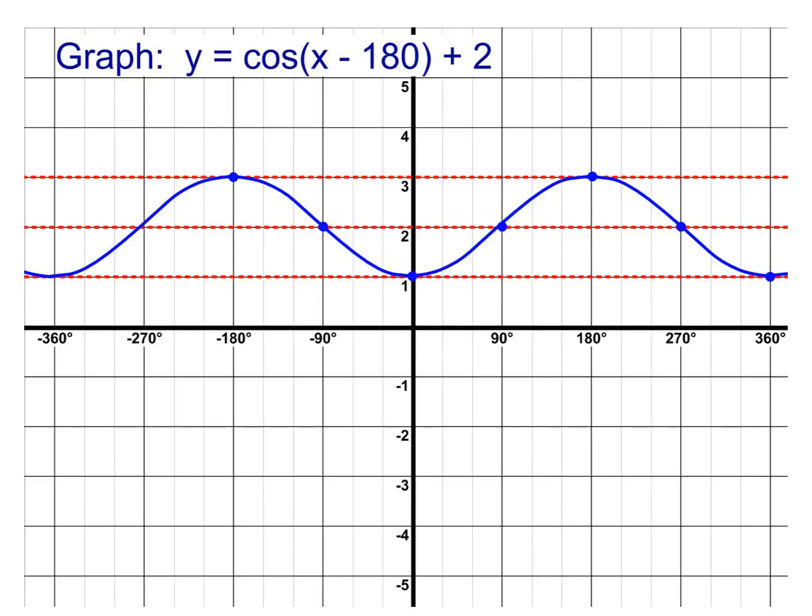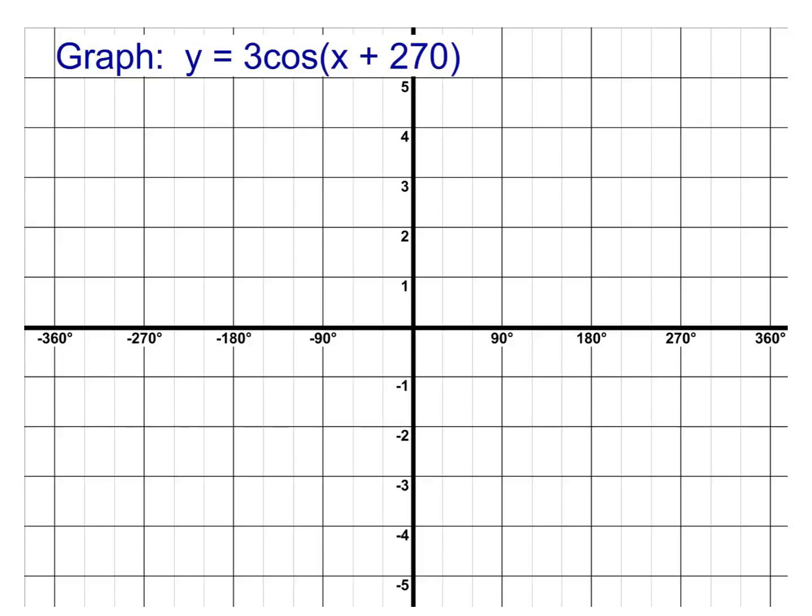All right, time for the next one. Please write down this equation above your next graphing grid.